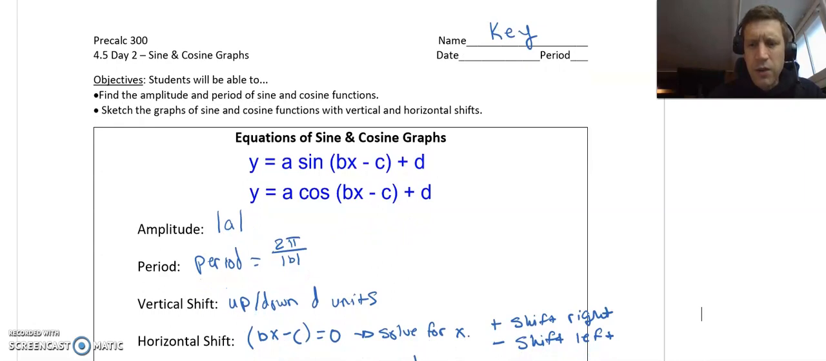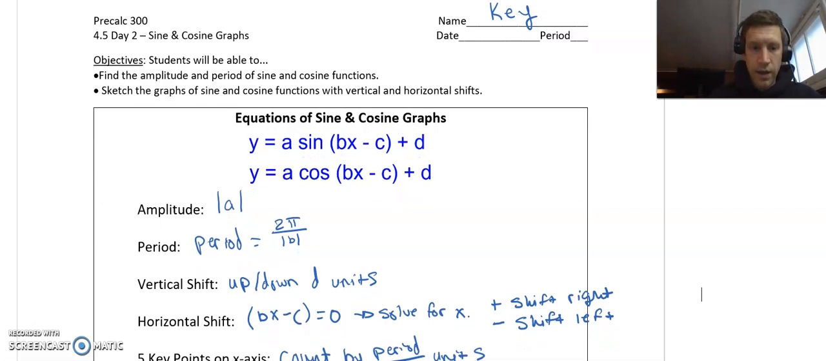And then this might look a little bit different than what we've done with other functions, but that value inside the parentheses that includes x, so bx minus c, that could be a plus sign as well. It just means that c would be negative. Either way, we're going to set that entire parentheses equal to 0, solve for x, and then it's either going to be a shift to the right. If x equals a positive number, it's shifting that many units right. If x is negative, it means we're shifting that many units to the left.